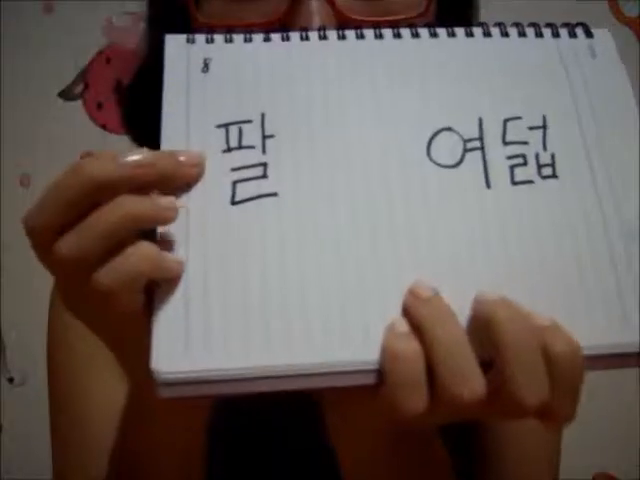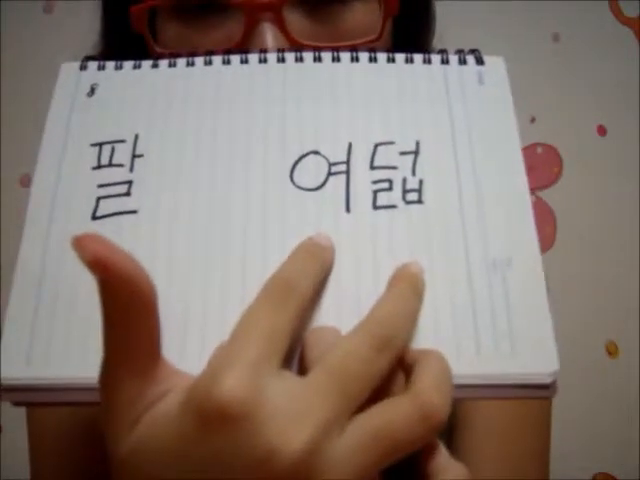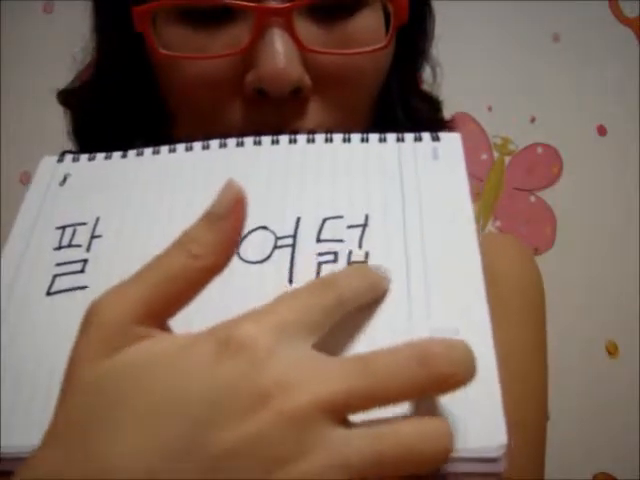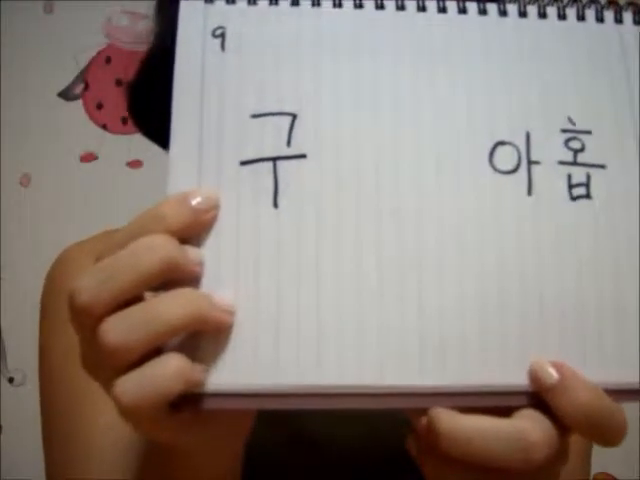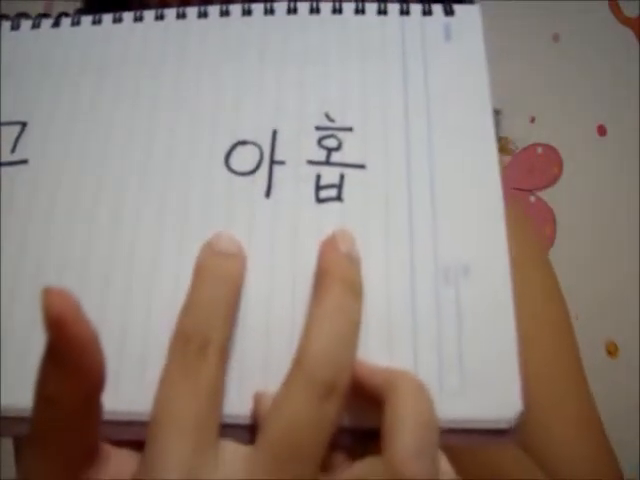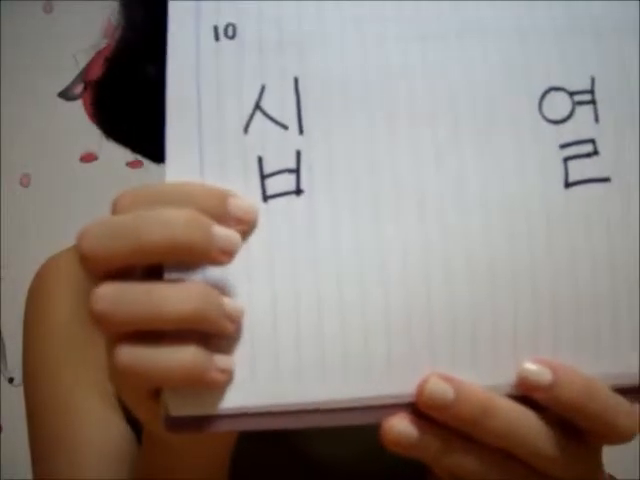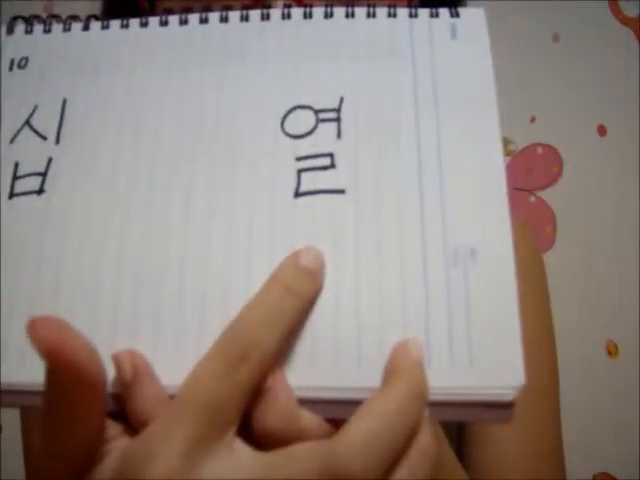8, 여덟. So this little thing is silent. 9, 아홉. 10, 열.